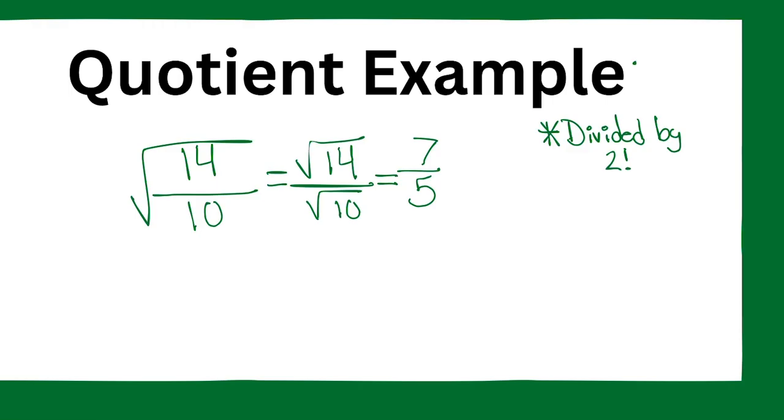So if I did do like a 7 divided by 10, I would get 0.7. That is not what we're doing here, and you're solving the square root and still putting it as a fraction. Alright, moving on to our next rule.